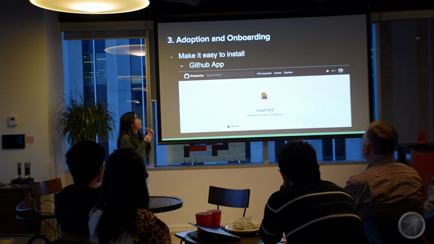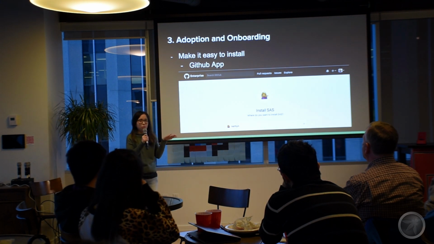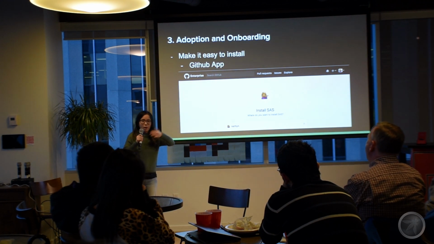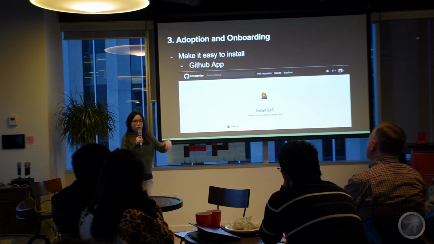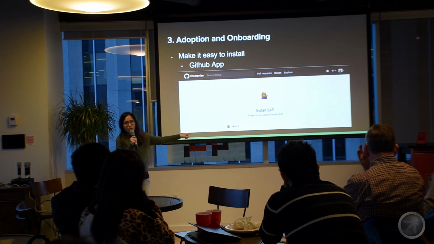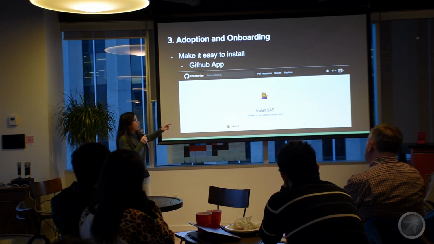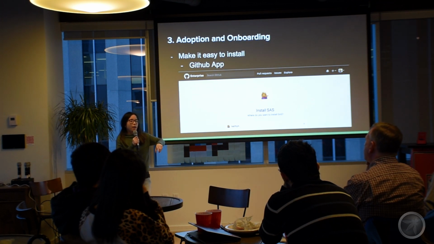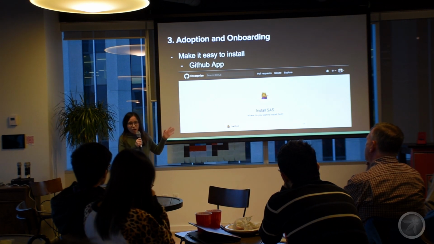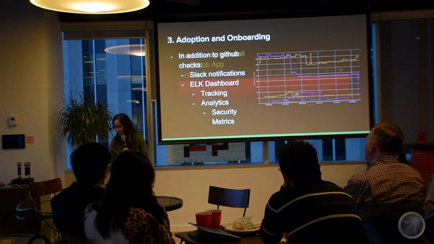On top of that, I wanted to make it easy to install. So I created it as a GitHub app rather than a webhook on GitHub. Originally I went with a webhook where you have to go into the settings, paste in my URL, and then it's good to go. But with GitHub apps, it makes it so much easier to install and onboard teams. Teams can simply go to the app, and in a couple of clicks, they have it installed in their repository. So it makes onboarding a lot easier.